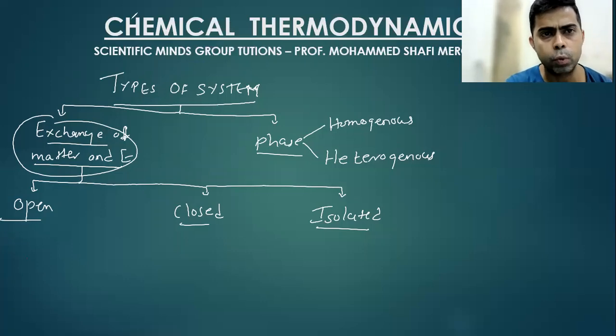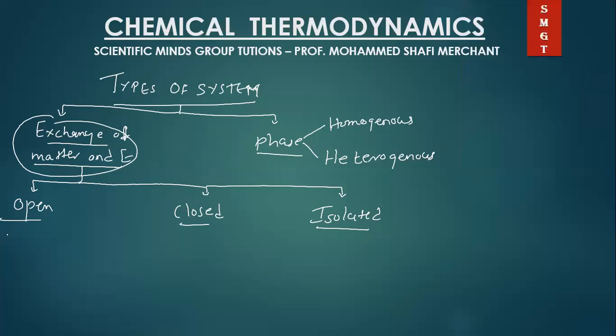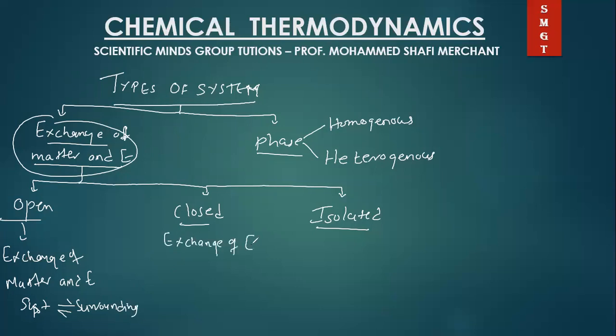In an open system, there is exchange of matter and energy between the system and surrounding. In a closed system, there will be only exchange of energy. In an isolated system, there is no exchange of energy and no matter is exchanged.